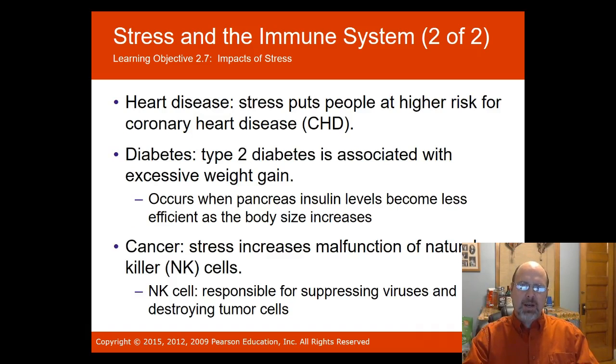Heart disease: stress puts people at higher risk for coronary heart disease. Stress can cause diabetes. I know a young lady who was assaulted and raped, and it brought about type 2 diabetes. It occurs when insulin levels become less efficient as the body size increases. It's also caused by weight gain. Cancer: stress increases malfunction of natural killer cells that suppress viruses and destroy tumor cells.